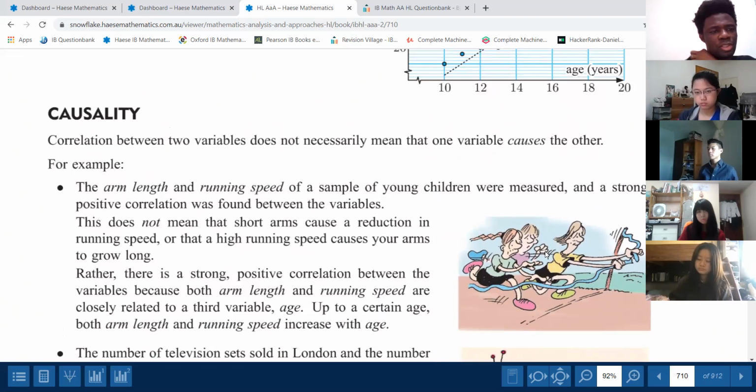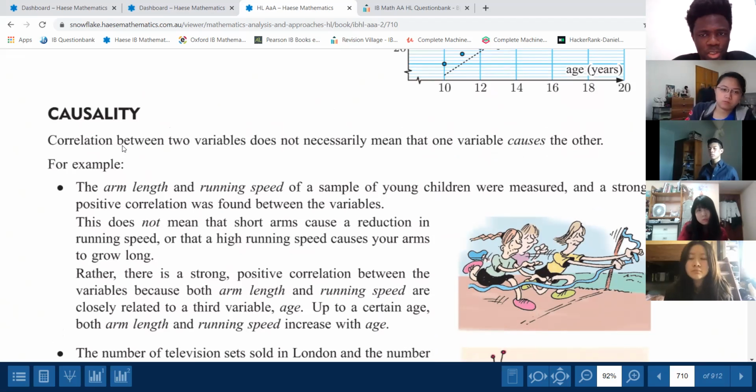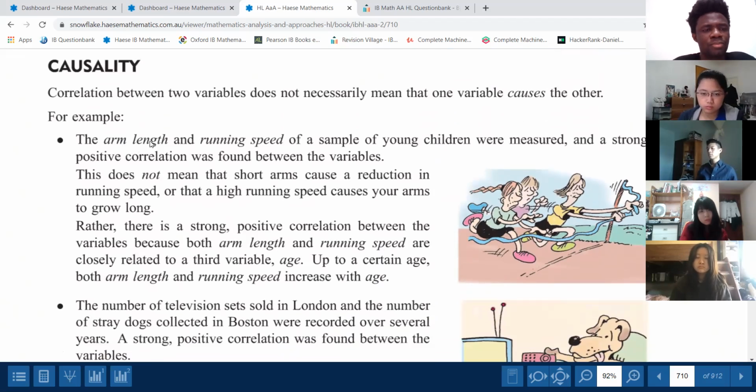Now let's talk about causality quickly. The idea of causation is what I mentioned earlier. Let's look at this example. First of all, like I said earlier, the correlation between two variables does not necessarily mean one caused the other. Okay, so let's look at this for example.